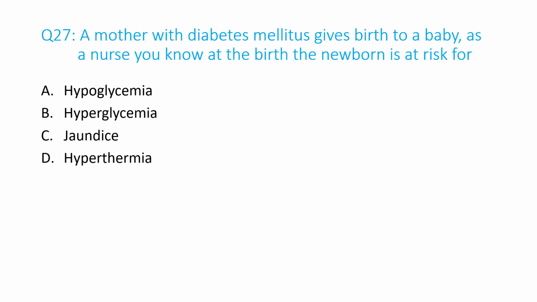Number 27. A mother with diabetes mellitus gives birth to a baby. As a nurse, you know at birth the newborn is at risk for A. Hypoglycemia, B. Hyperglycemia, C. Jaundice, D.